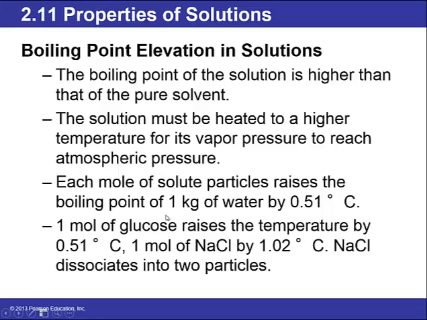Why is that? Glucose, we know, is a molecular compound. It does not break apart when it dissolves. So for 1 mole of glucose, you only have 1 mole of substance dissolving. However, the sodium chloride breaks apart into 2 components when it dissolves. The sodium is going to dissociate into its ion. The chlorine is going to dissociate into its ion, the chloride ion. So essentially, for every 1 mole of sodium chloride, you're going to have double the amount of particles floating around in the solution. And so that's going to increase that boiling point even further.